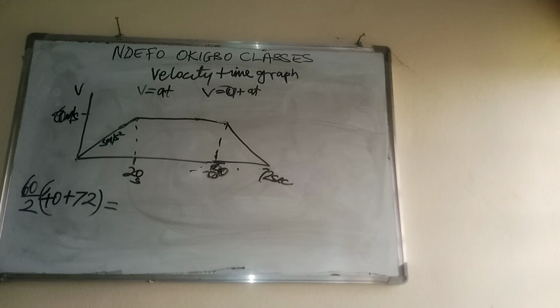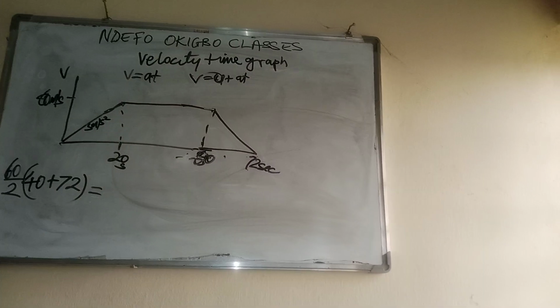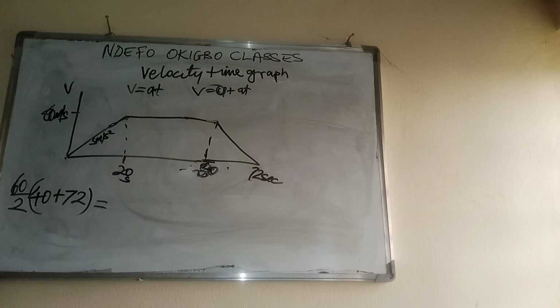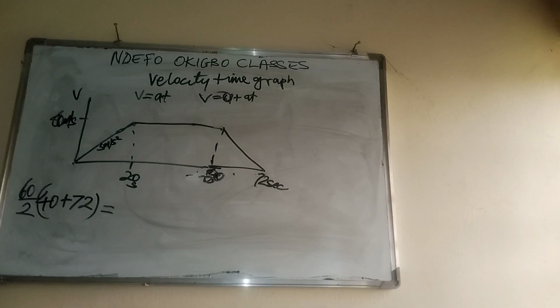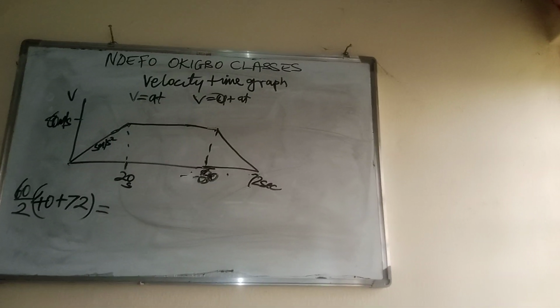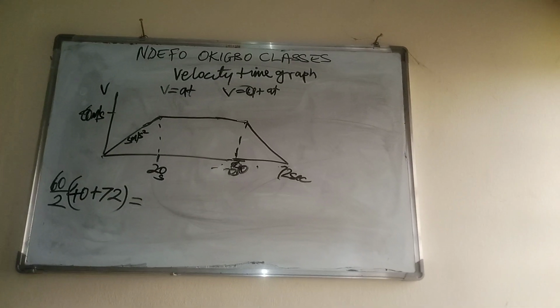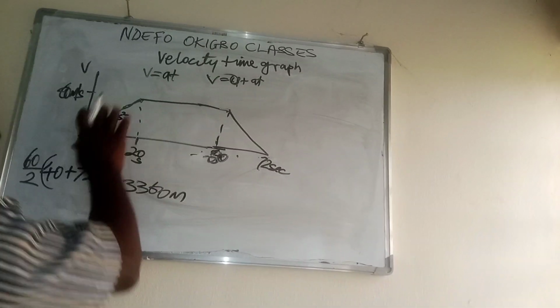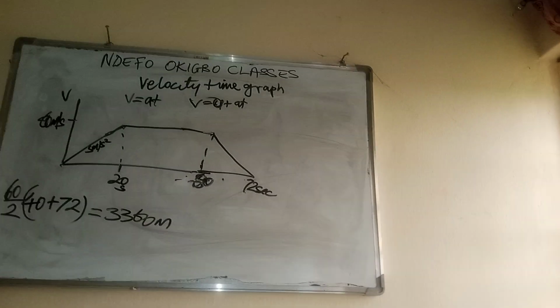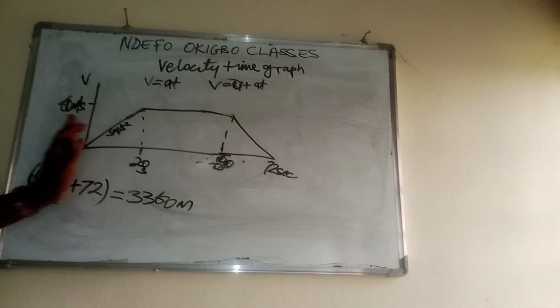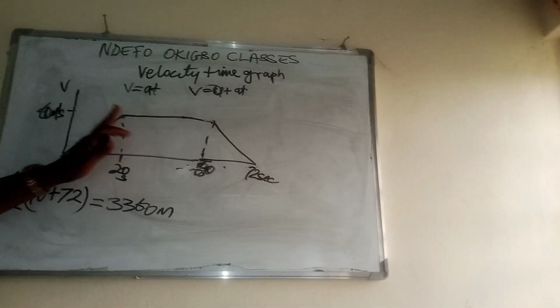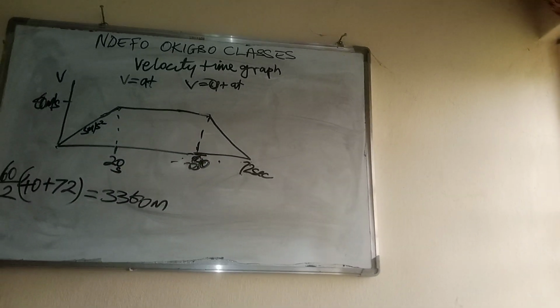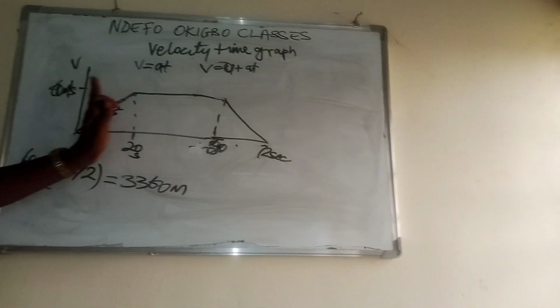The total distance traveled in this case is 3360 meters, which is 3.36 kilometers. That's the total distance traveled by this vehicle. Just get the area.